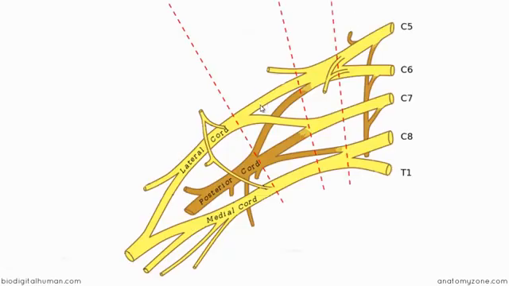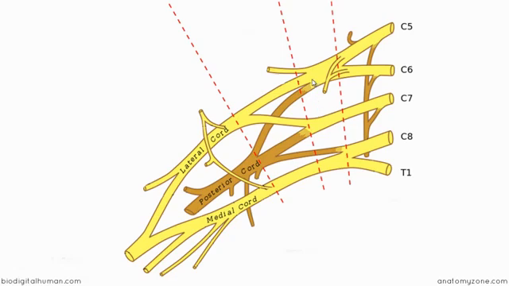So just to illustrate the point about the axillary artery, let's take a look at this diagram. You've got the C5, C6, C7, C8, T1 roots. C5 and C6 unite to form the superior trunk, C7 continues to form the middle trunk, and C8 and T1 unite to form the inferior trunk. Then you've got these divisions. Each trunk has an anterior and posterior division.